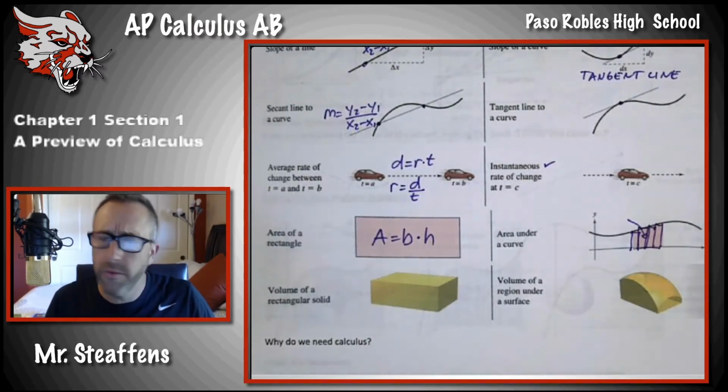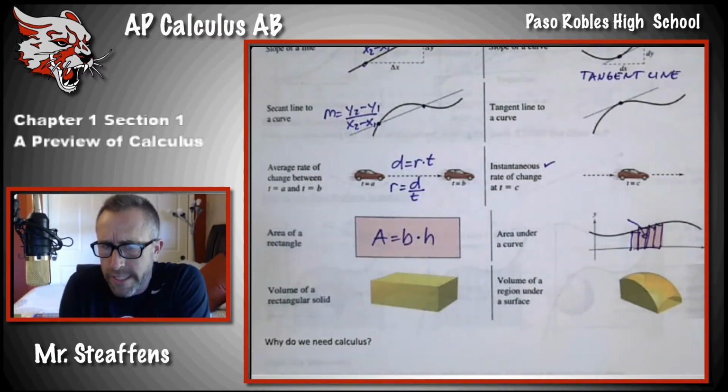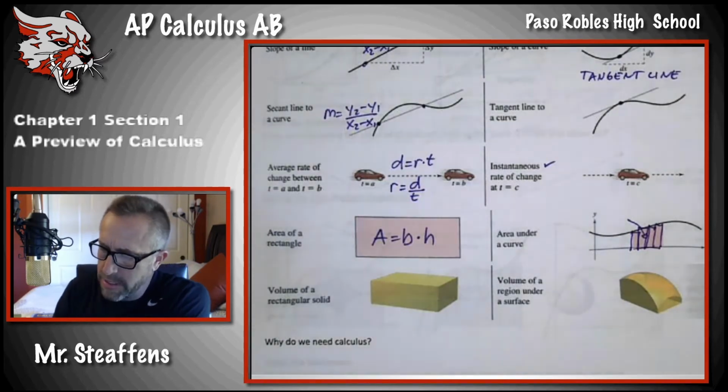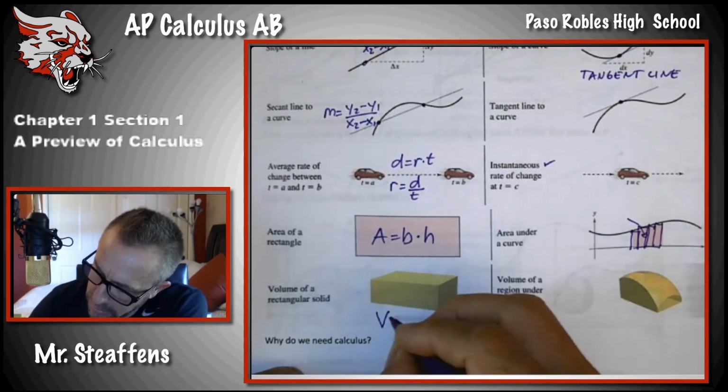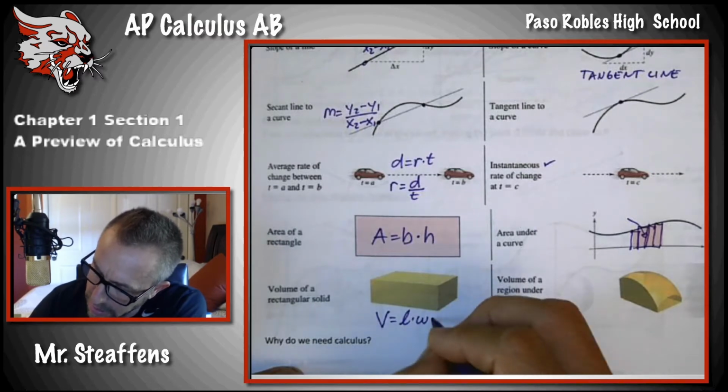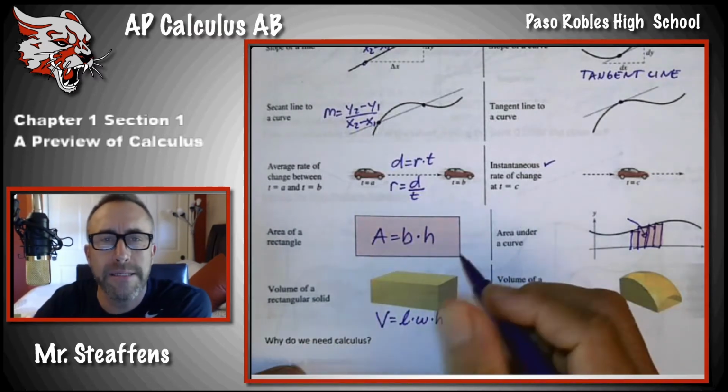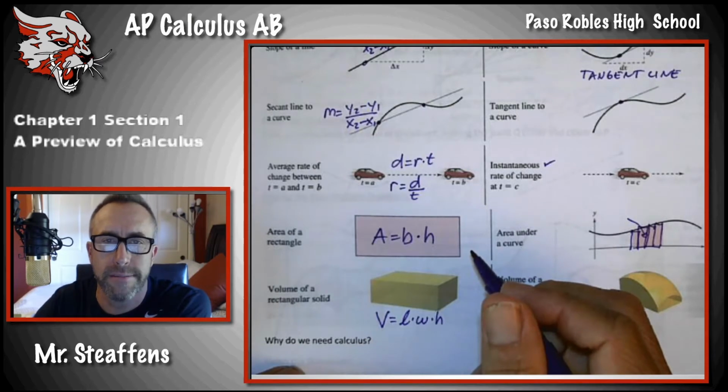And if we can do area, what else can we do? Clearly, we can also do what? Volume. That's right. Because volume equals length times width times height for a basic rectangular prism.